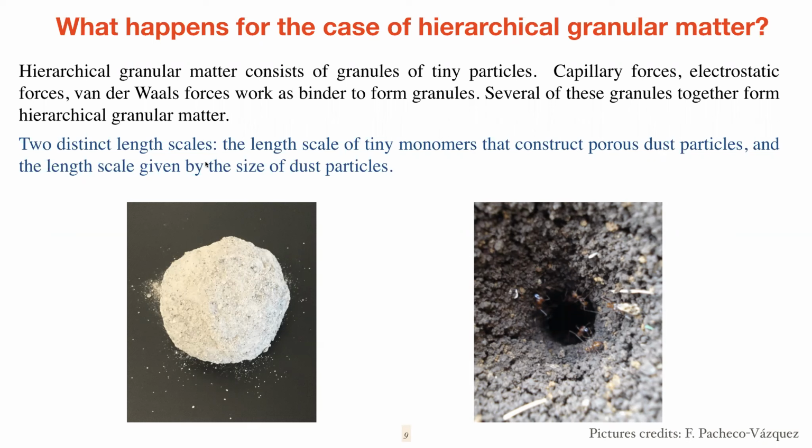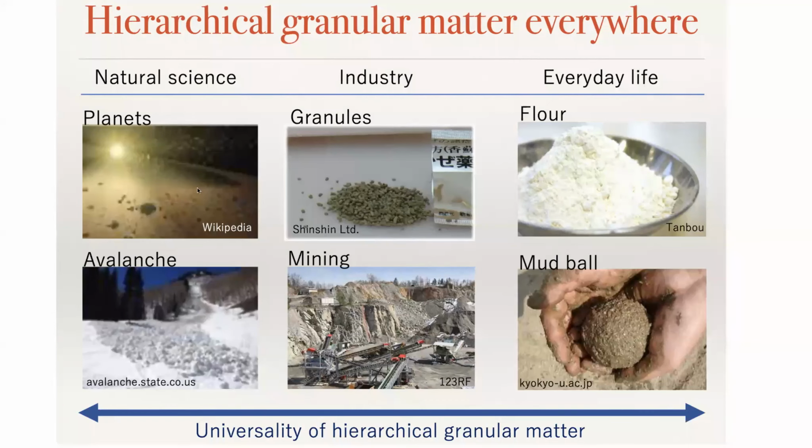So there are two different length scales in the system: the length scale of the tiny monomers, as you can see here, the small grains in this picture, and the length scale of the large particle, in this case. In nature, you can find it, for instance, in ants, which build this kind of granules by putting small pieces together to form a larger granule of hierarchical granular matter. And hierarchical granular matter is everywhere. You can find it at different scales, from asteroids and planets up to everyday life, like a mud ball as the one shown in the previous snapshot.